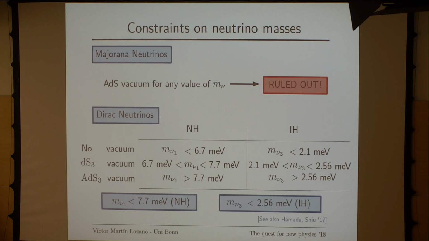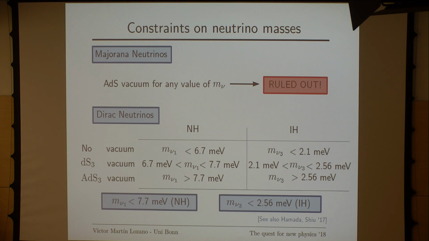So with this, we realize that if we only have Majorana neutrinos, with only the standard model plus gravity, we always develop an AdS vacuum. That means that the standard model plus gravity is in the swampland. It is ruled out, basically. So we should find something to avoid that. This could be a hint that if we take only the standard model, the nature of the neutrinos is Dirac.